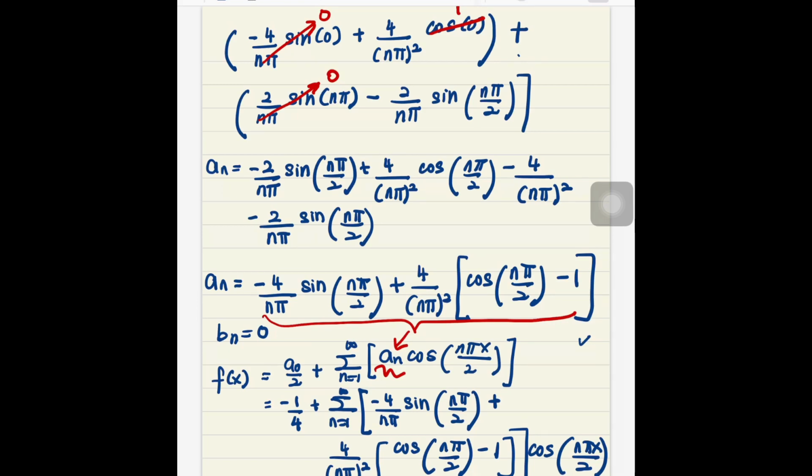Okay, so we are done with even function. In my next video, we will proceed with the last function, which is an odd function. How to find the Fourier series expansion of an odd function. Okay, so I'll see you guys in my next video.